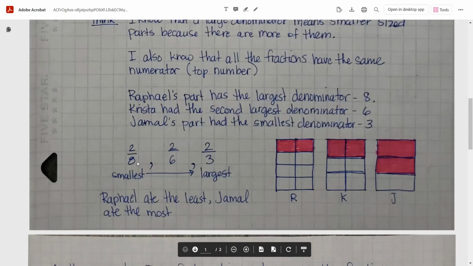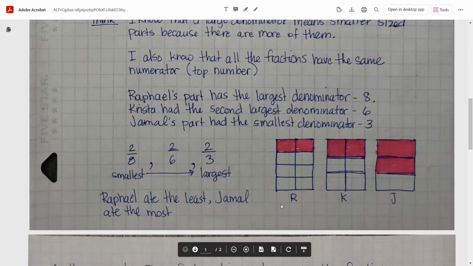So 2/8 is going to be your smallest, 2/6 is going to be in the middle, and 2/3 is going to be the largest. So Raphael ate the least. He ate 2/8 of his vegetables, and Jamal ate the most. He ate 2/3 of his vegetables.